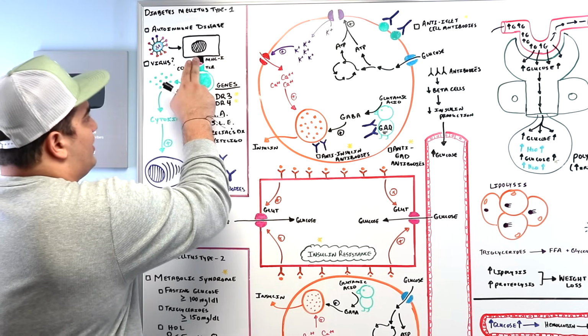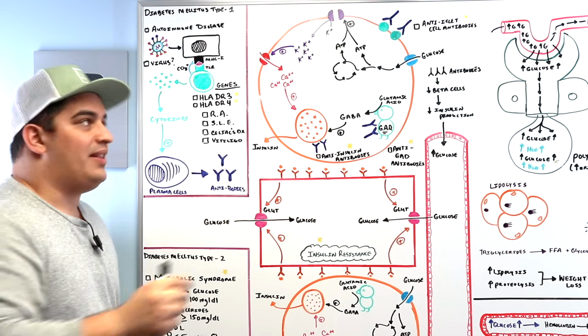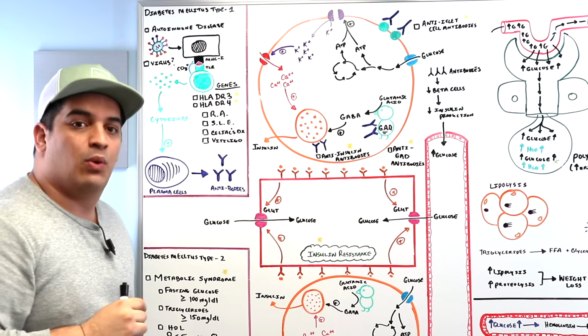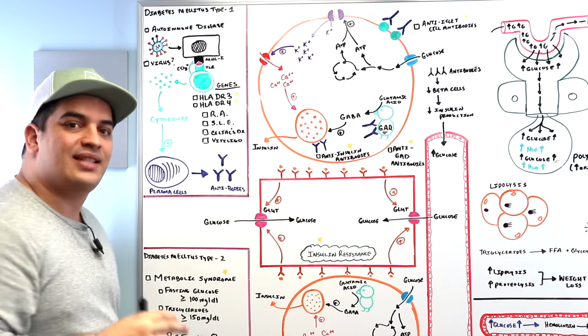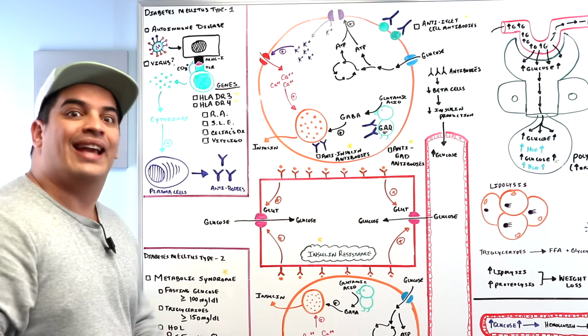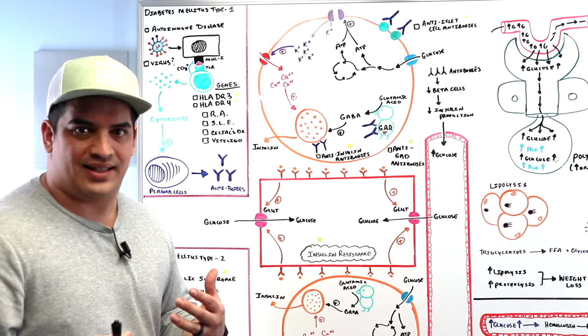What we think is that these viruses infect particular cells in our body, and these viral proteins get expressed onto MHC1 complexes on our cells. Then what happens is our cytotoxic T cells recognize this foreign antigen and generate an immune response against it.